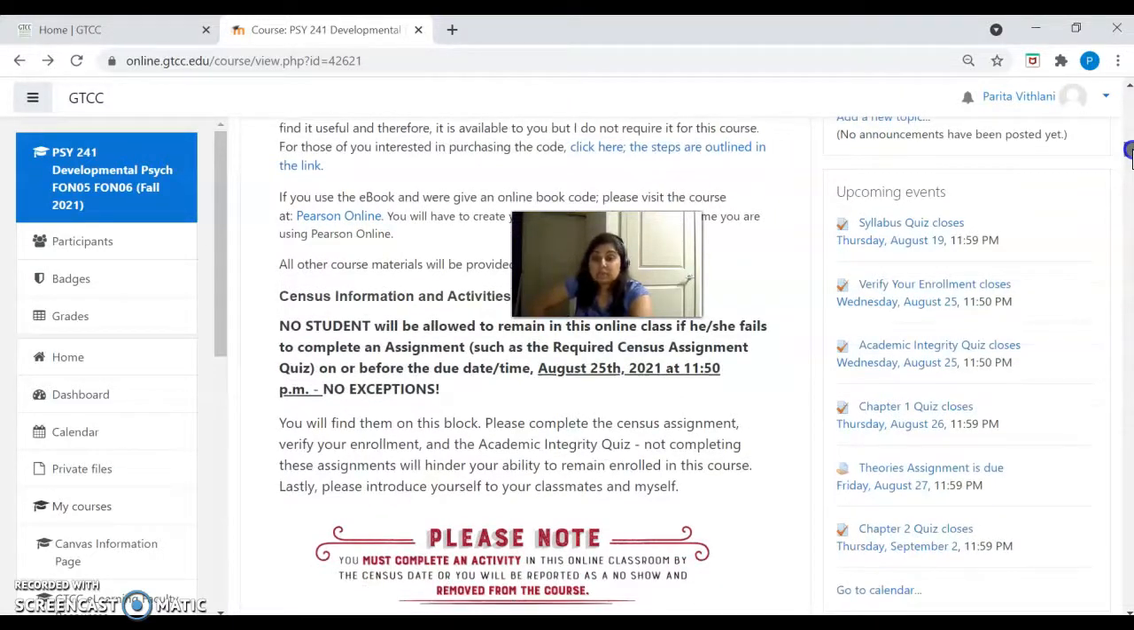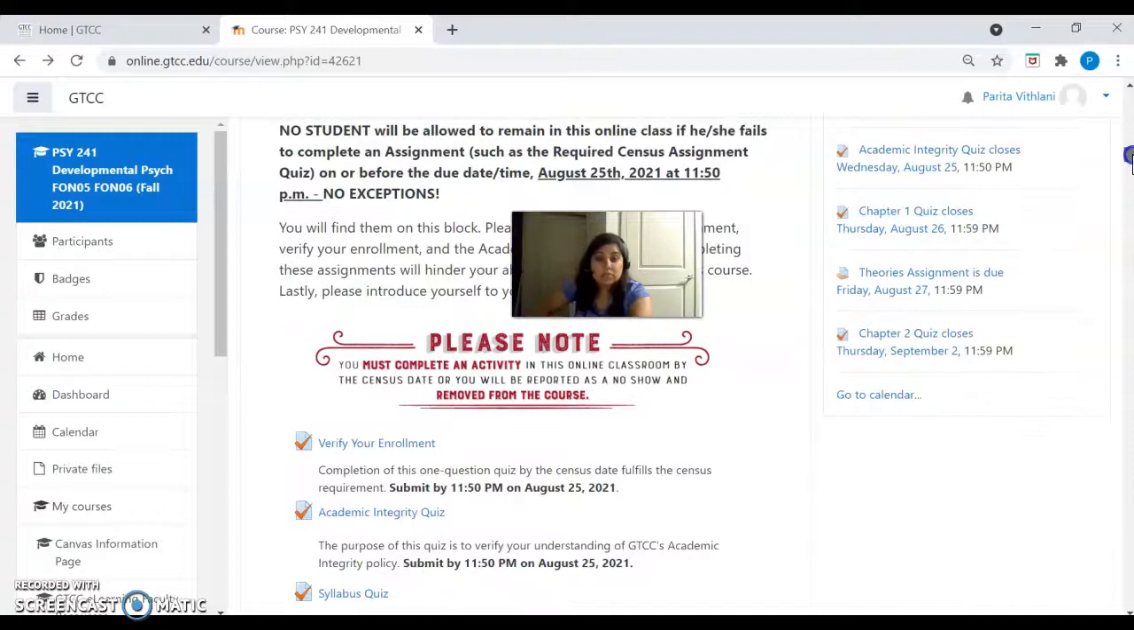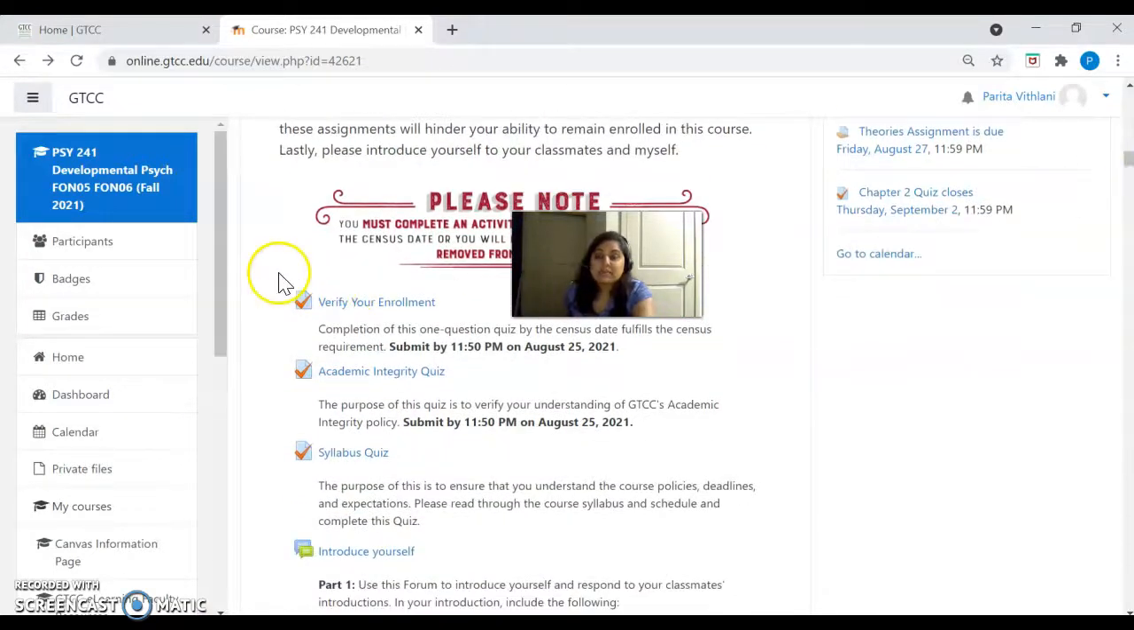In order to remain enrolled in this course, you must complete these assignments by August 25th by 11:50 p.m. Students, if you don't complete this, I cannot let you remain enrolled in this course. So please complete them by August 25th. You verify your enrollment and take the academic integrity quiz. These are both your census assignments due by August 25th.